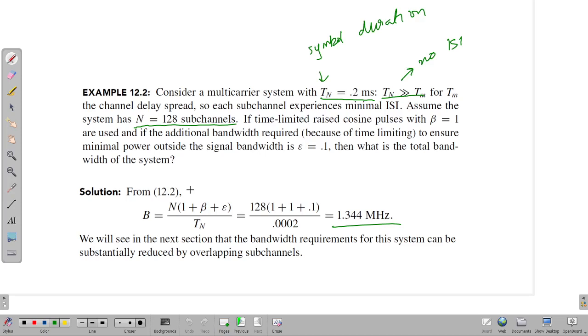So we'll do one thing. We'll stop the class for today, and for the next class we'll start with overlapping subcarriers, which is giving way to our OFDM, orthogonal frequency division multiplexing transmission.